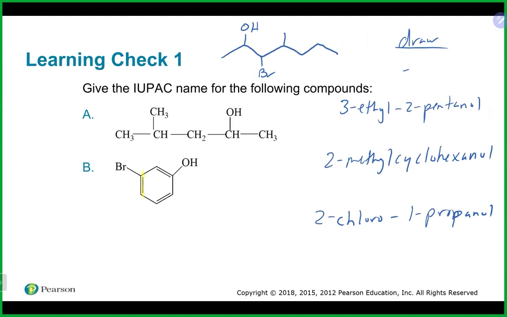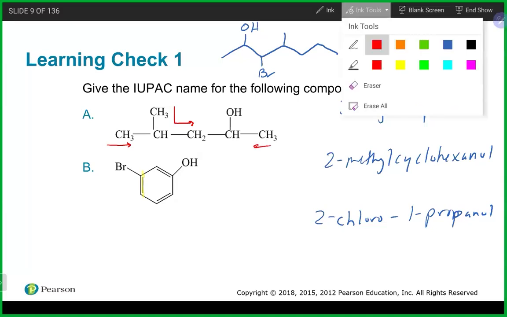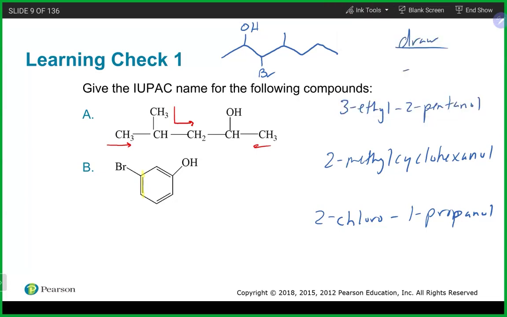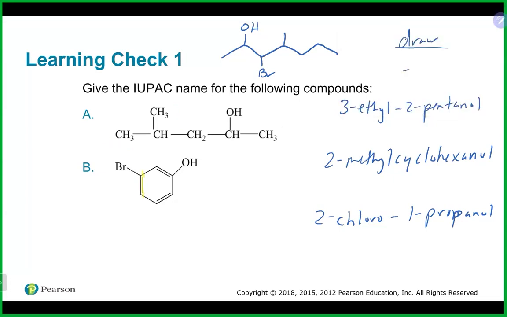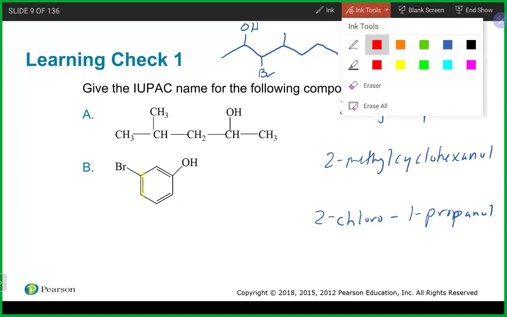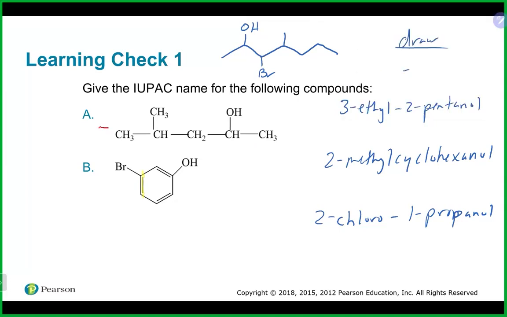We'll start with A. You could just number straight across, going left to right, and get 1, 2, 3, 4, 5. The other option would be to come this way and then turn and have 1, 2, 3, 4, 5. No matter which way you go, you're going to end up with 5. You could also start this way and then go up. So 5 seems to be our longest chain. Remember that it does need to contain the functional group, which is the alcohol group in this case. So we'll just take the straightest chain.